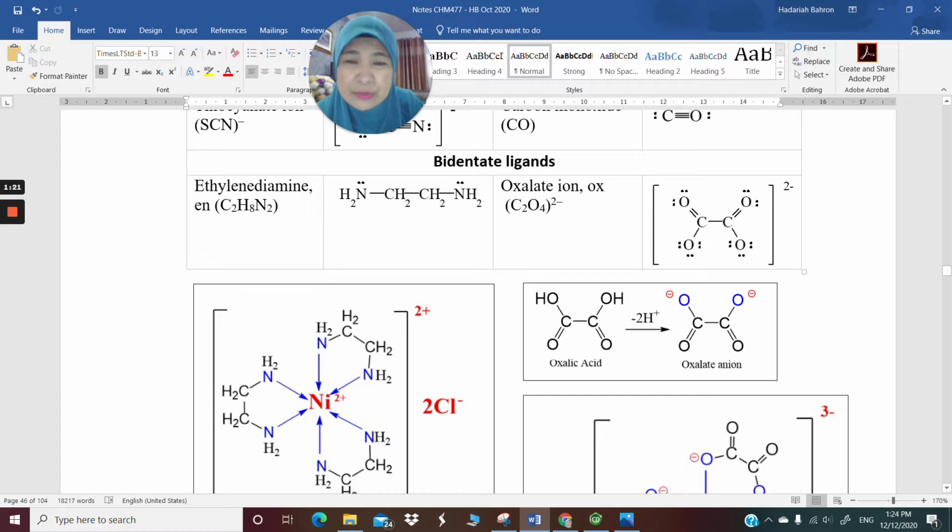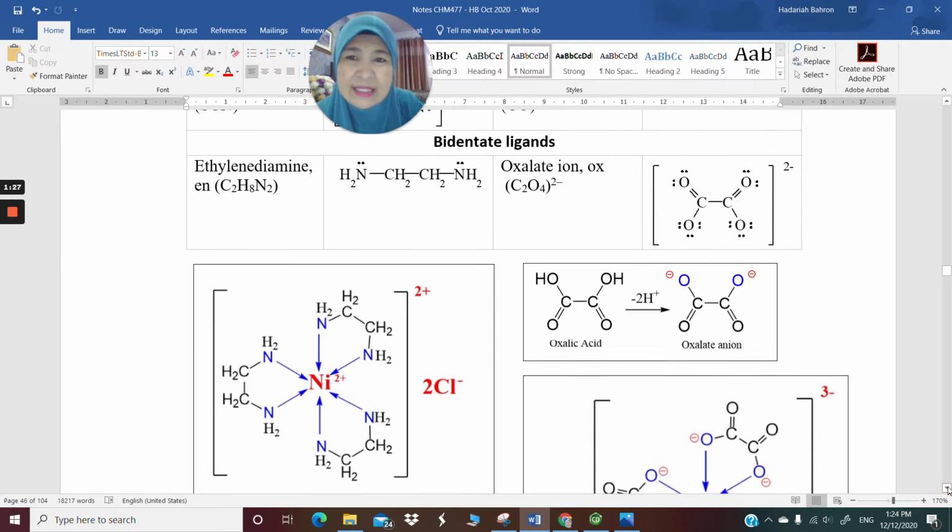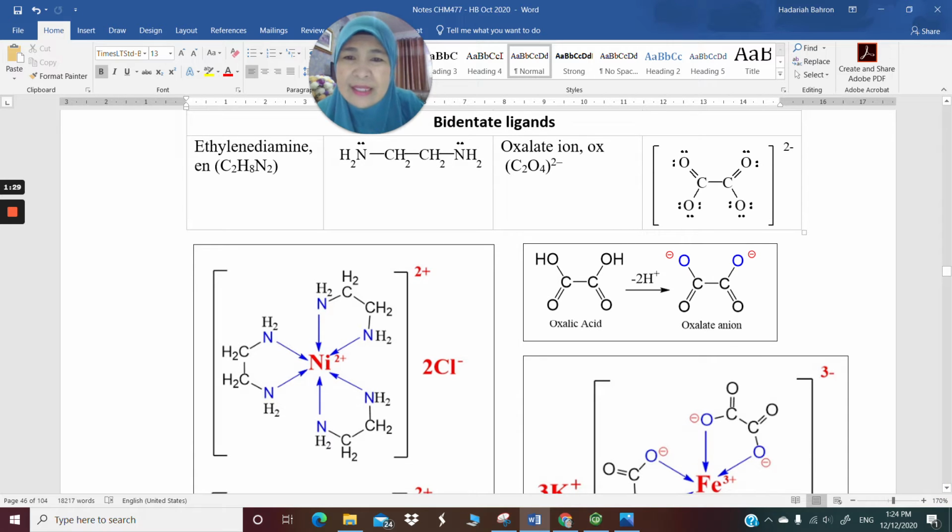Going back to bidentate ligands, one of the examples is ethylene-diamine. Ethylene-diamine is actually ethane diamine. This is the ethane part, and at the end of each carbon you have an amine functional group, so you have diamine attached to the two carbons of ethane. Ethylene diamine, sometimes given the short name of en, has this formula.